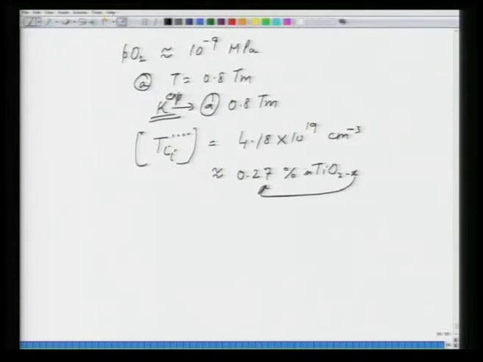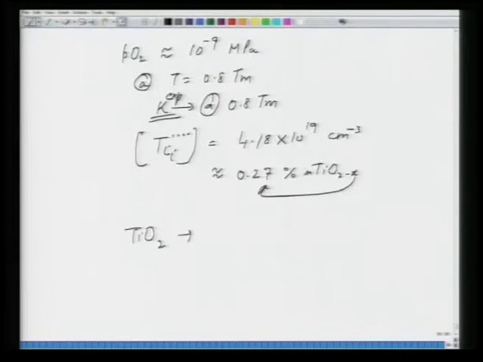Because of this large change, large difference in the defect concentrations of the two oxides that we have taken, TiO2 makes an excellent n-type conductor, but MgO does not. So, if you want to make MgO conducting, you need to put impurities, that is, you need to work through extrinsic defects, and that we have seen earlier, what happens when you put defects in MgO. So, this I hope clarifies some of the basics related to ionic defects.